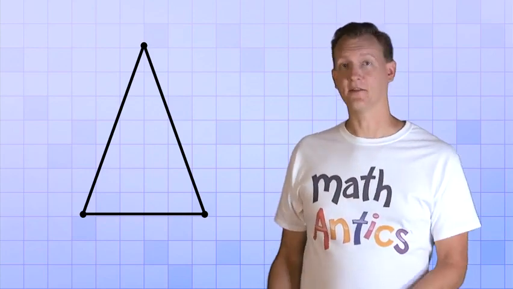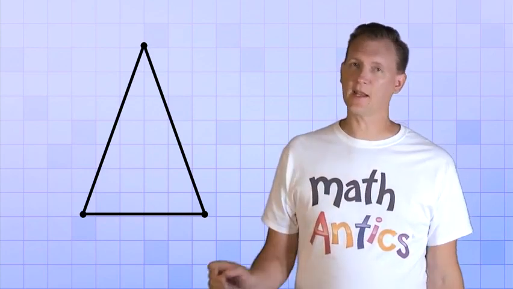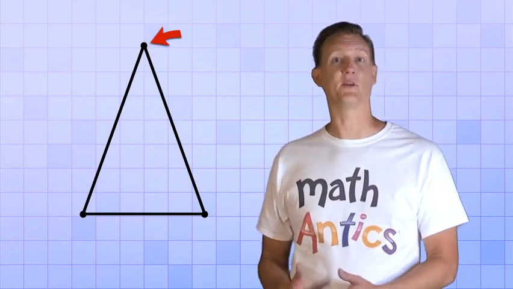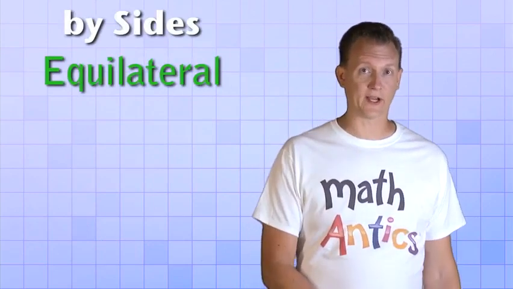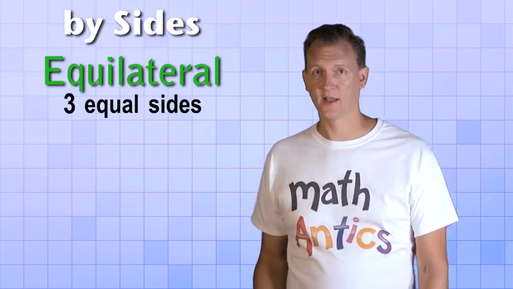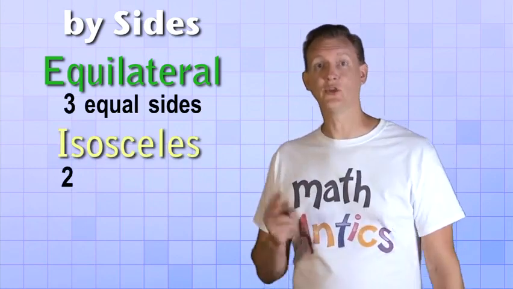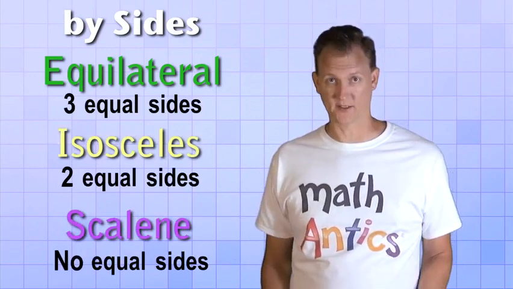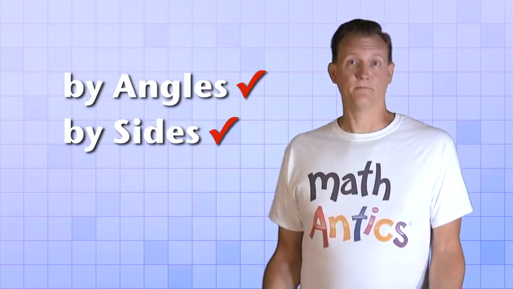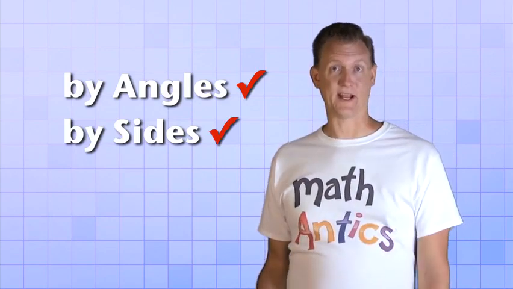And finally, to see the third possibility, let's move that same top vertice again, but this time to the left. Now, all the sides are different lengths. This type of triangle is called a scalene triangle. So those are the three possibilities when classifying triangles by their sides. Equilateral triangles have three equal sides, isosceles triangles have only two equal sides, and scalene triangles have no equal sides. That way was pretty easy too. The hardest part is just remembering the names.